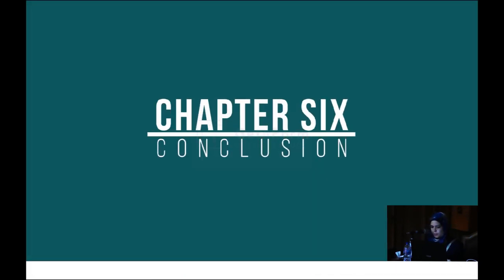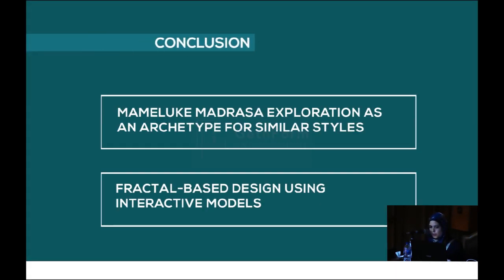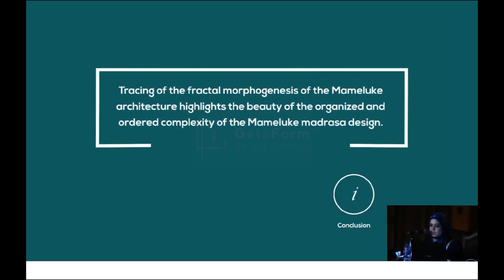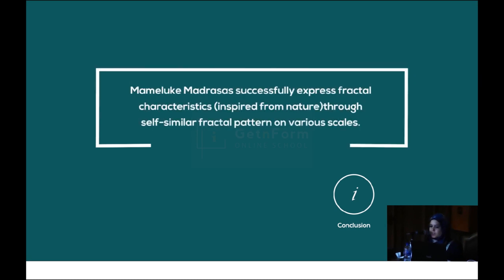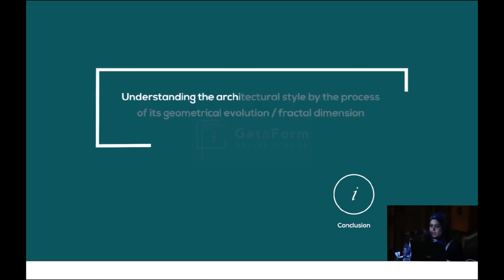Chapter 6. The two main parts of the conclusion are Mamluk Madrasa exploration as an archetype for similar styles and fractal-based design using interactive models. Tracing the fractal morphogenesis of the Mamluk architecture highlights the beauty of the organized and orderly complexity of the Mamluk Madrasa design. Mamluk Madrasas successfully express fractal characteristics inspired from nature through a self-similar fractal pattern of various scales.